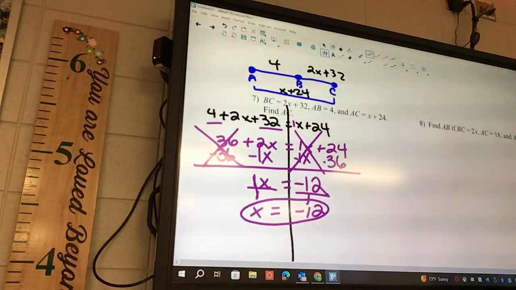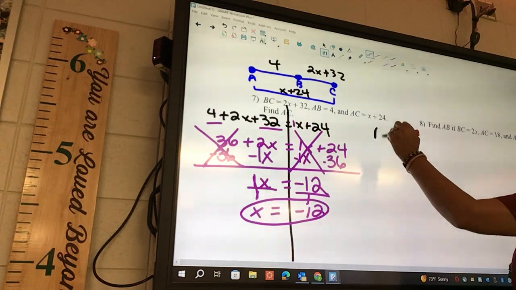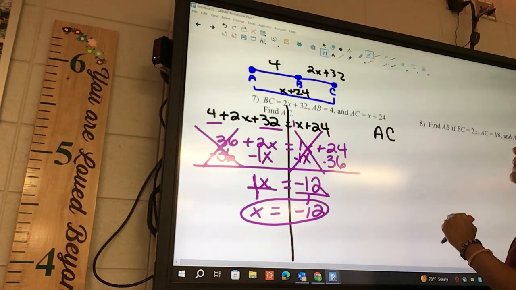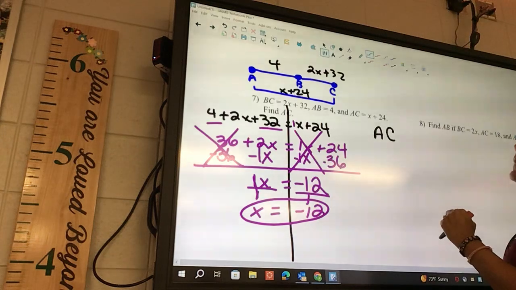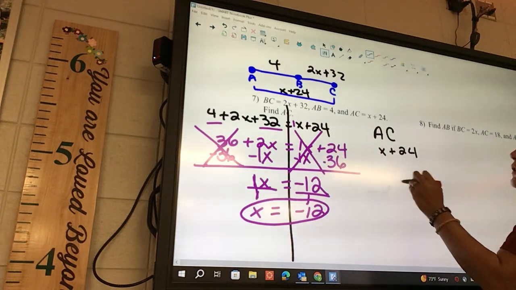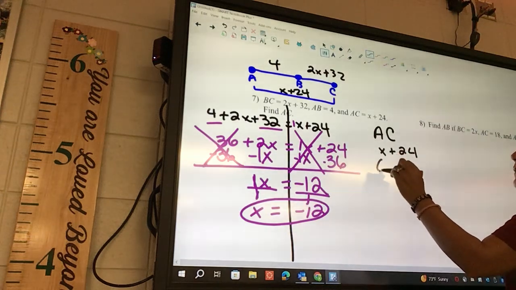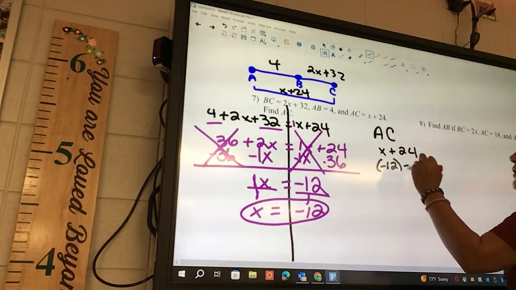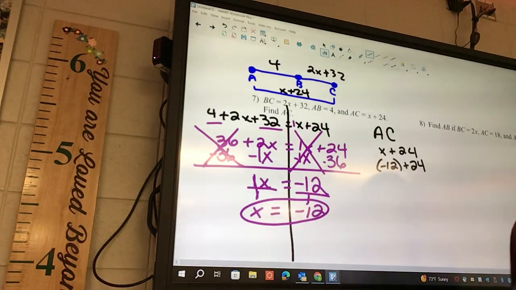Okay, go back through and read the instructions. What did it tell us to find? AC. It said find AC, and what is AC? The big one? But what is it? X plus 24. X plus 24, right? And so we know that our x is what now? Negative 12. Negative 12 plus 24. What is negative 12 plus 24? It is 12.